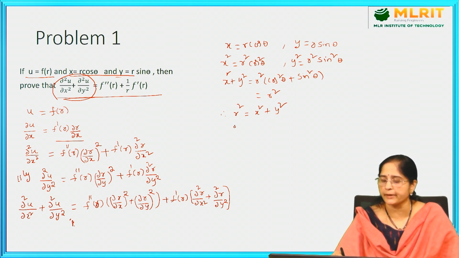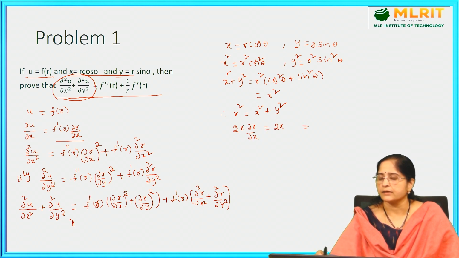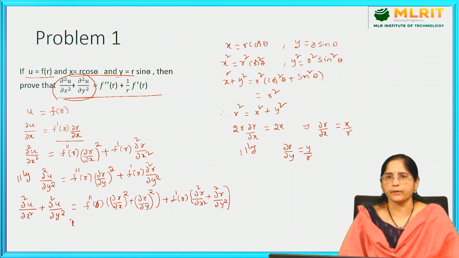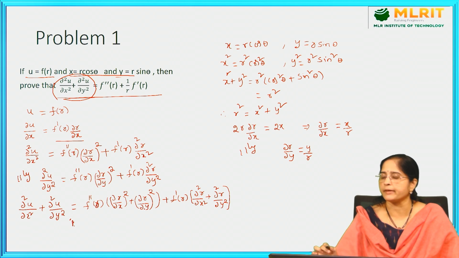So, using this relation, we can find out dou r by dou x. What is dou r by dou x? Differentiate this one partially with respect to x. We are getting 2r into dou r by dou x equal to 2x, implies dou r by dou x equal to x by r. Similarly, with respect to y, we are getting dou r by dou y equal to y by r. So, in place of dou r by dou x, we can write x by r. In place of dou r by dou y, we can write y by r.